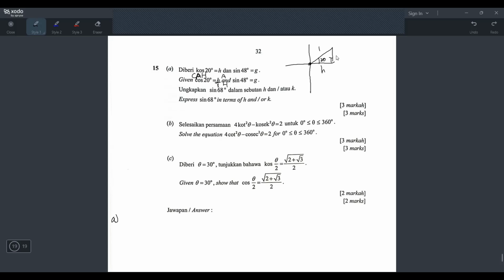So can we find the opposite? The answer is yes. How do we find opposite? Use the Pythagoras theorem. It will be square root of 1 square minus H square, which is square root 1 minus H square. This is my first diagram, right?